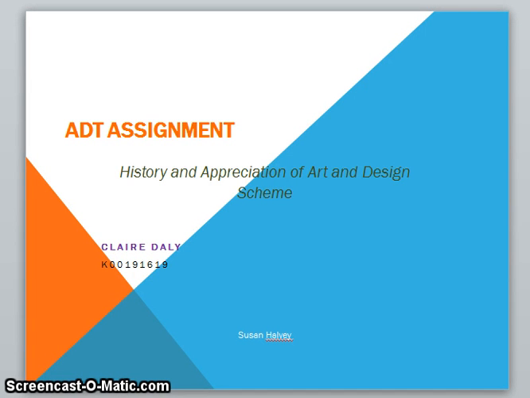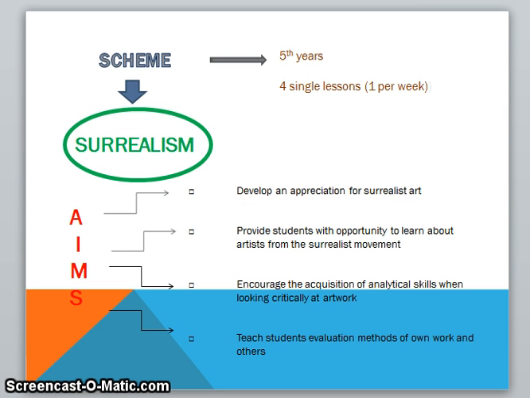Presentation of a history and appreciation of art and design scheme. This scheme will be based on Surrealism. The scheme consists of 4 lessons and is aimed at a 5th year group.